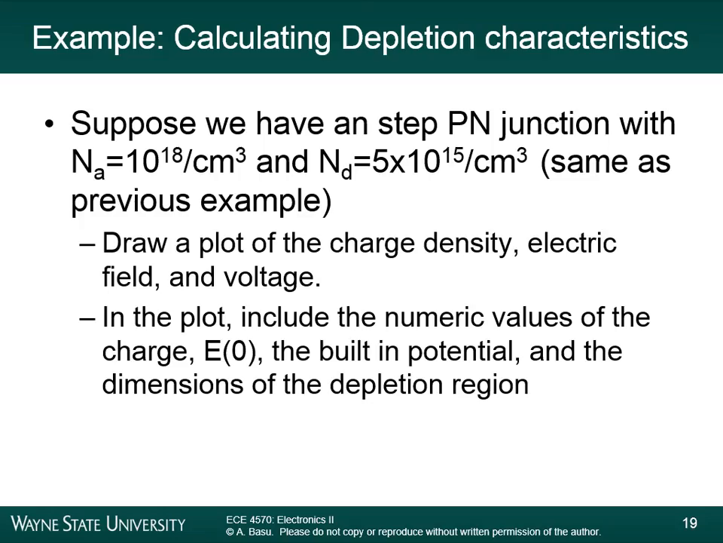P plus N, right? P plus because the doping on the P side is larger than the doping on the N side. This is the doping on the P side, Na. This is the doping on the N side, Nd. Draw a plot of the charge density, electric field, and the voltage, and in the plot include the numeric values of charge, E sub 0, the built-in potential, and the dimensions of the depletion region.